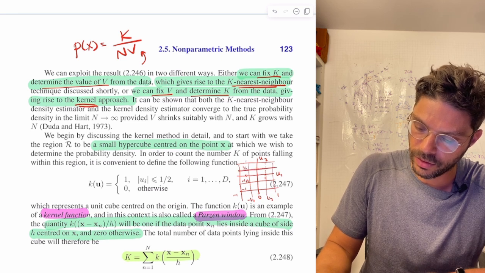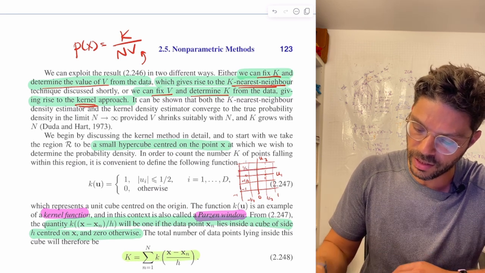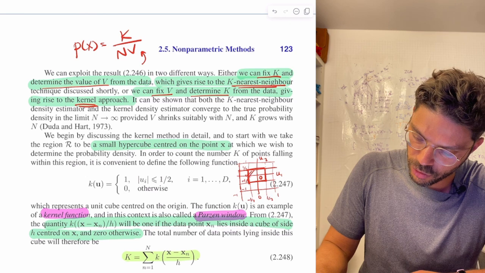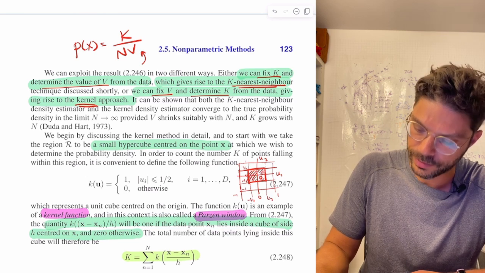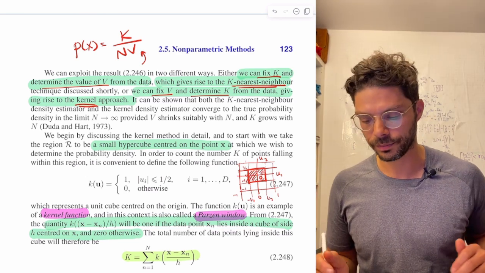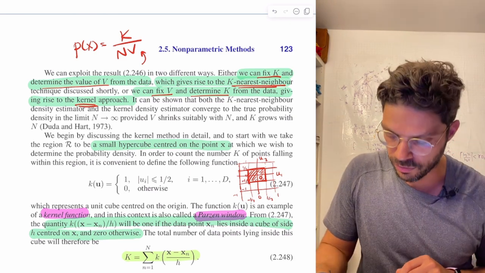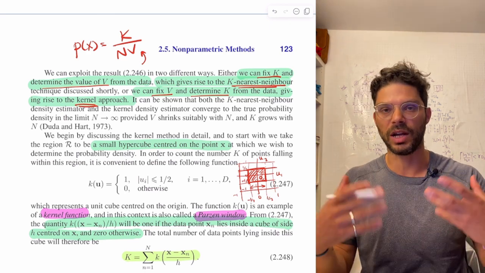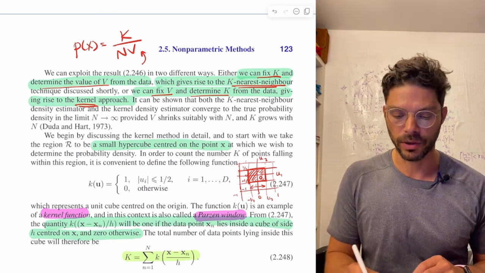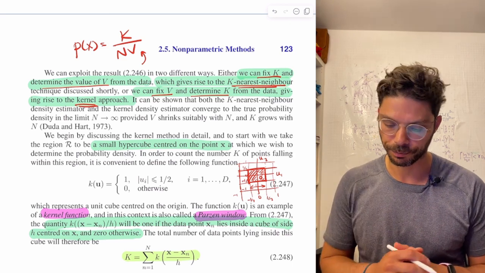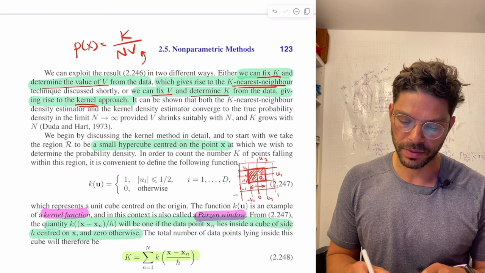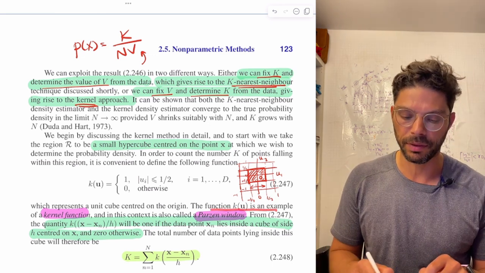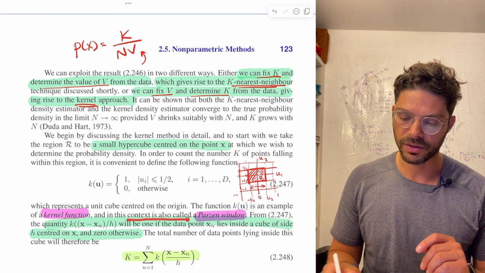What this function K is going to do is be 1 inside here, around the origin, and 0 outside. It has a length of 1, going from minus 1/2 to plus 1/2 in each direction. So it's essentially an indicator of whether U is inside that region. This represents the unit cube centered on the origin. The function K of U is an example of a kernel function. In this context, it's called a Parzen window.